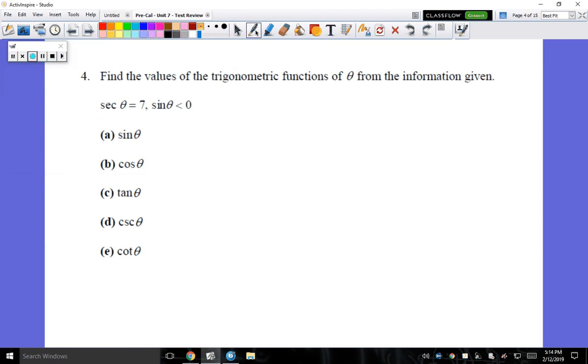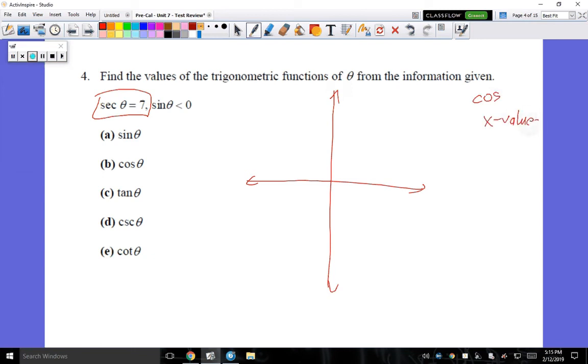Okay, so number 4 says find the values of the trigonometric functions from the information given. Again, we have two pieces that we are going to analyze. So secant is the reciprocal of cosine. And we know cosine is talking about x values. So if my x values are a positive 7, right, there's a positive 7. That means my x values are going to be to the right of the y-axis.